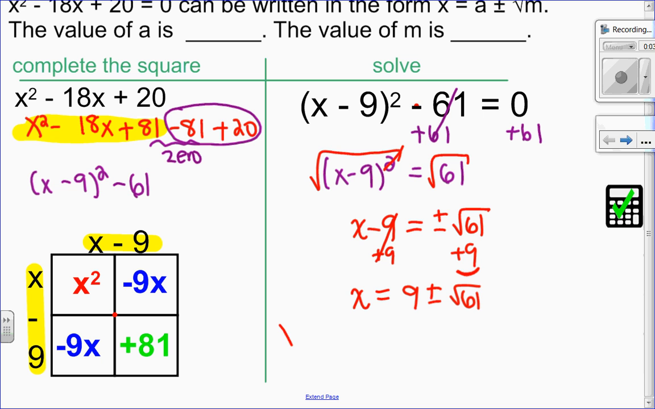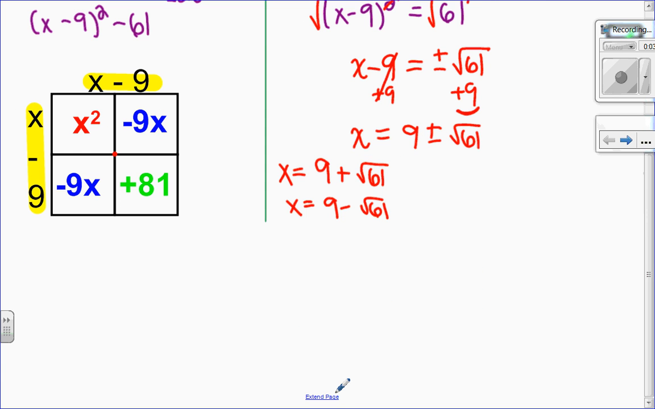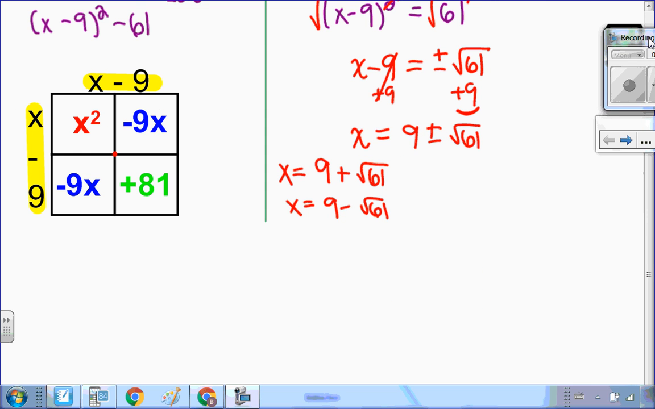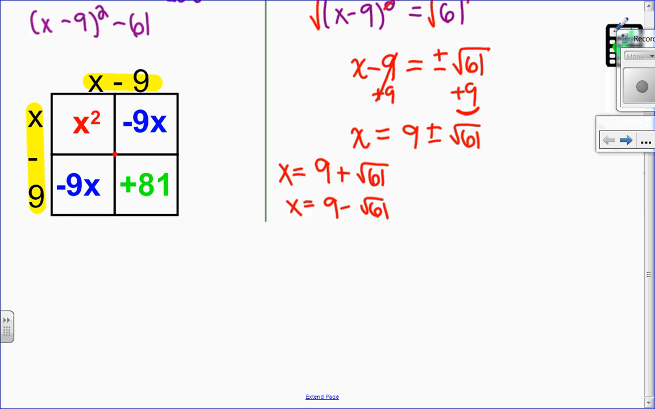I just want to be really clear that you do have two solutions, or two x-intercepts: 9 plus the square root of 61 and 9 minus the square root of 61. So let's check this on the calculator. The check, again, is the most important part of any solving question, because you're going to know if you did it right just by checking.